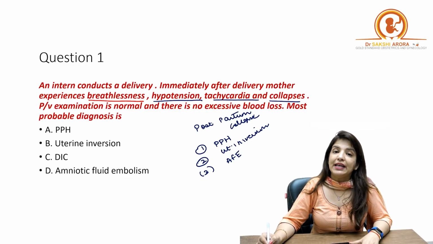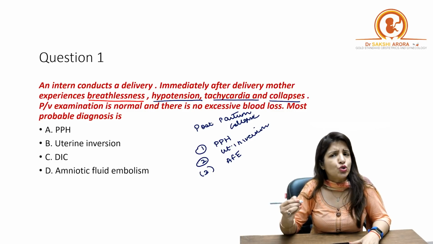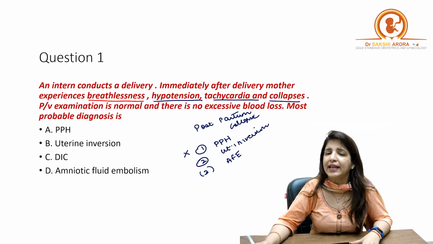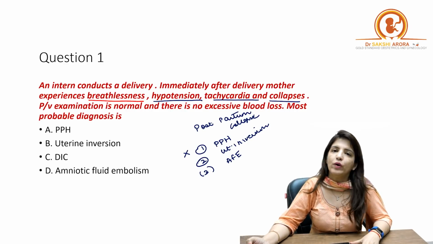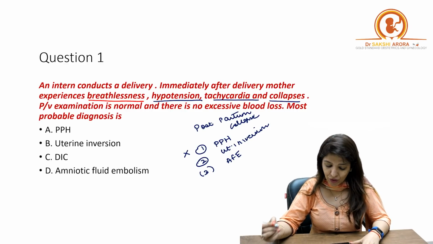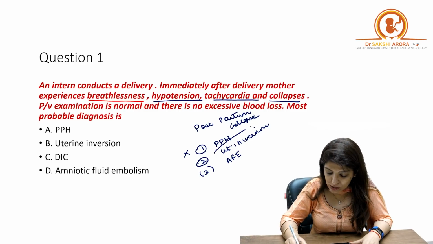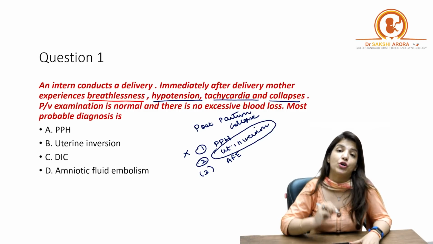Now, per vaginal examination is normal and there is no excessive bleeding. Now, bachcho, if there is no excessive bleeding, can it be a case of PPH? No, it cannot be a case of PPH, right? Per vaginal examination is normal. Now, if per vaginal examination is normal, that rules out uterine inversion.